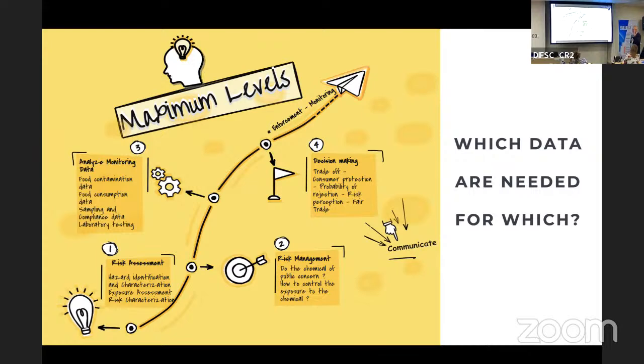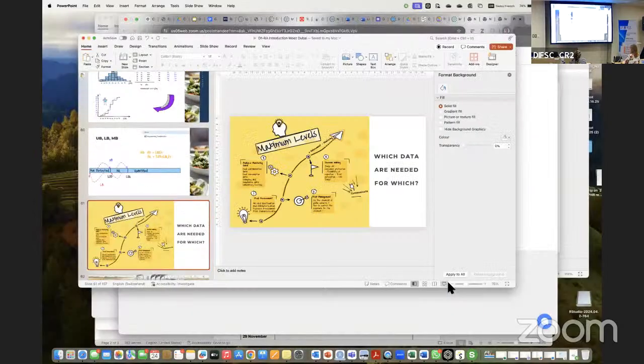But this is what we need to end up with maximum levels. You need risk assessment, a risk management decision about the need to do something or not, the monitoring data, which is important, and a decision about the level where to put the standard, the maximum level. And communicate, of course. You need to communicate to explain the process because sometimes it's very strange. So, just a few examples.